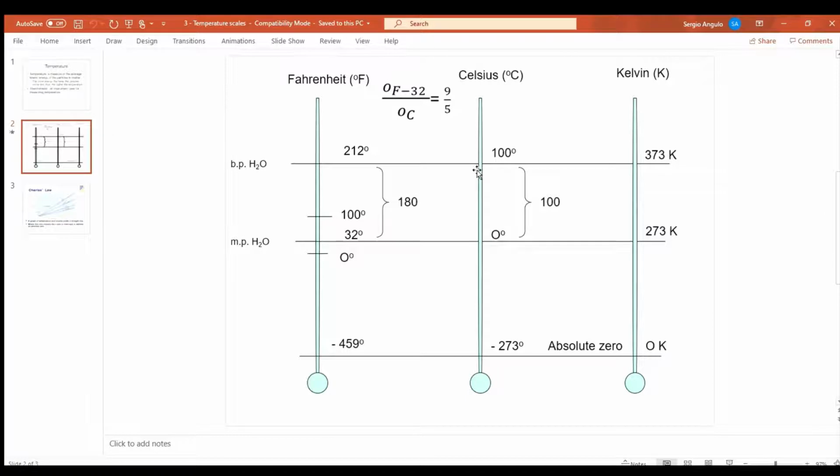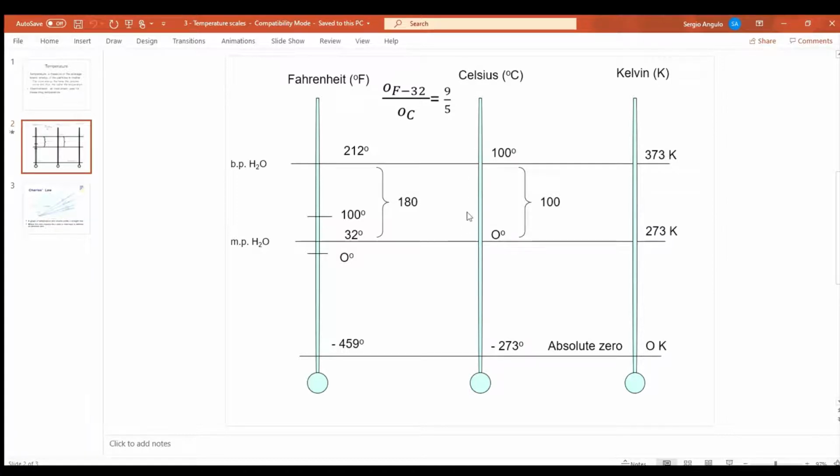Now he went ahead and then took those 2 points, the temperature at freezing point and the temperature at boiling point, and he divided that into 100 pieces. And since there's actually a bigger segment here between the freezing point of water and the boiling point of water versus the 0 and the 100 on the Fahrenheit scale, it turns out that each Celsius degree is a bit bigger than each Fahrenheit degree. Actually, each Celsius degree is 1.8 times as big as a Fahrenheit degree.